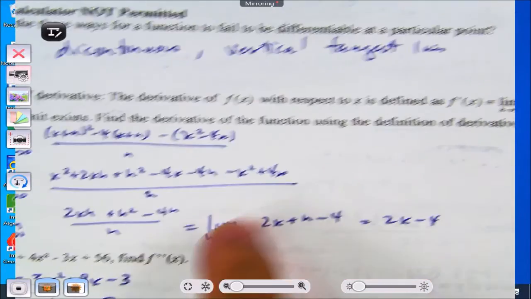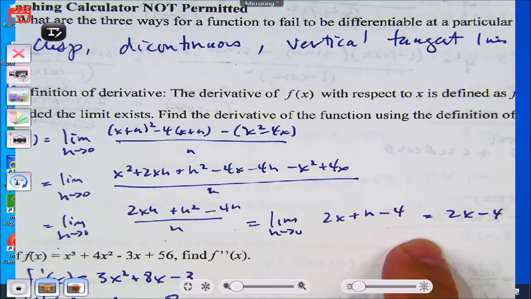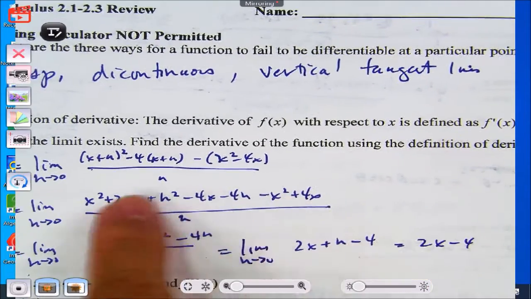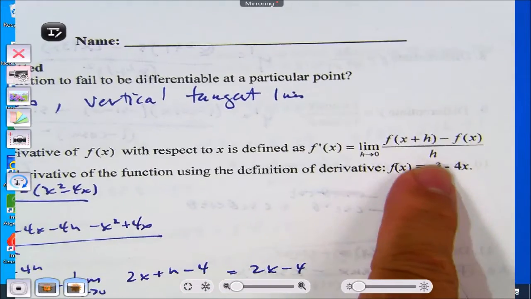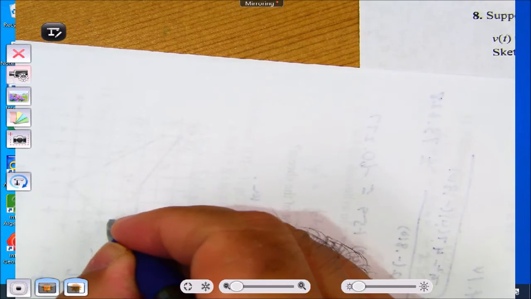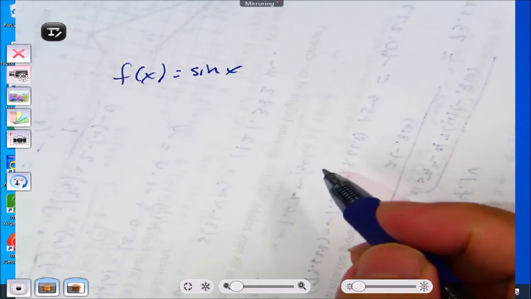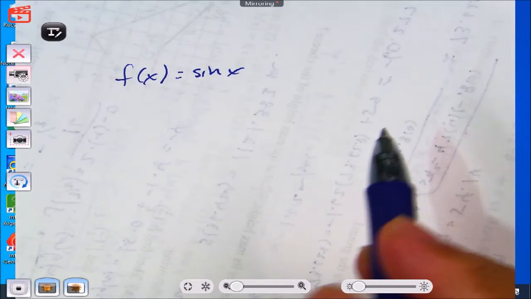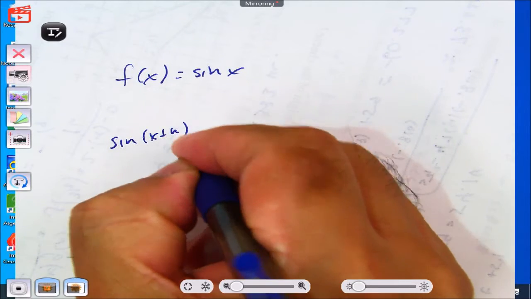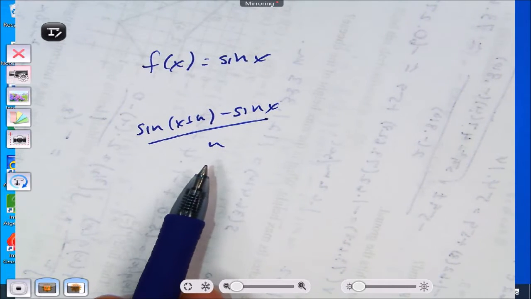This is not the only way the question is going to come up. Another way is multiple choice, where I will have some version of this for some function. Let's say the function is sine of x, and I will ask which one of these matches the derivative of this. So I might have something like sine of x plus h minus sine of x over h. Is that a correct application of the definition of derivative?